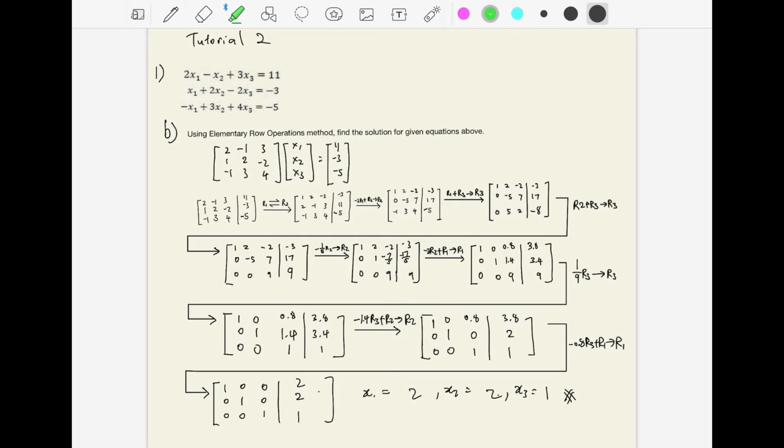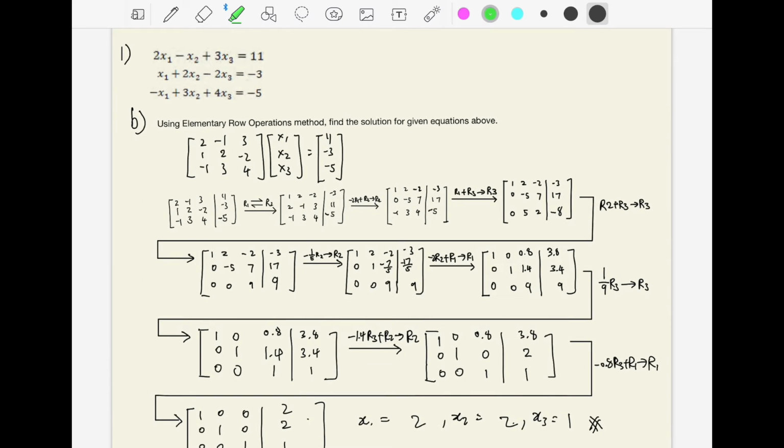So now I will go through the question 1b. So for question 1b, they need to find a solution of the given equation by using elementary row operation method. So first of all, I write the matrix form of the equations, and the elementary row operation is to modify the row of the matrix until get the unit matrix.